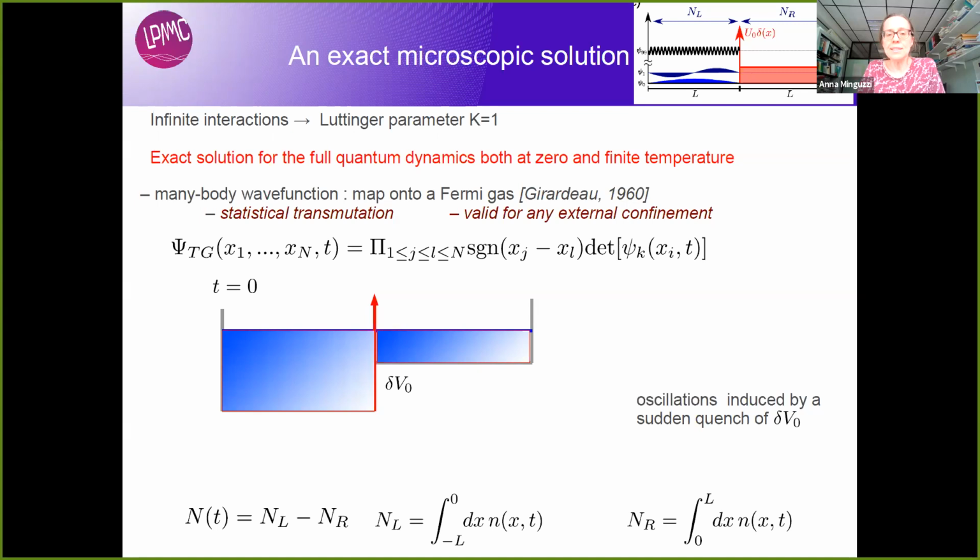Then we have designed a specific geometry which describes the two coupled wires as indicated in the figure, where we take a double well separated by a delta barrier potential, and we choose initially some step such that we have more particles on one side than on the other.